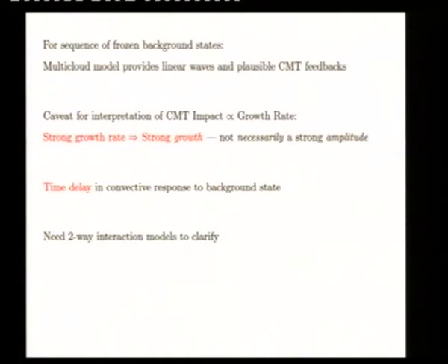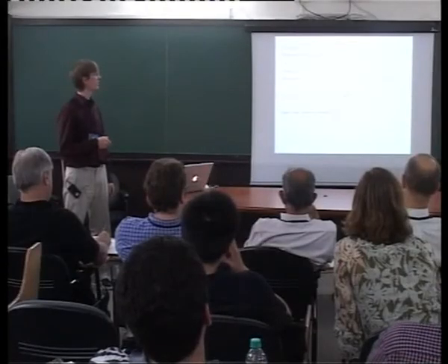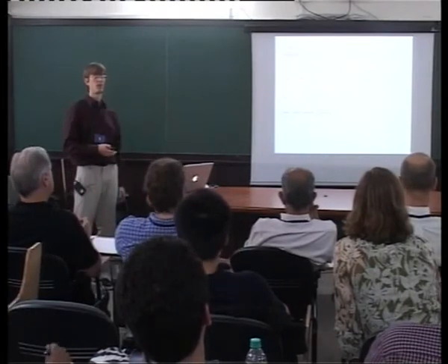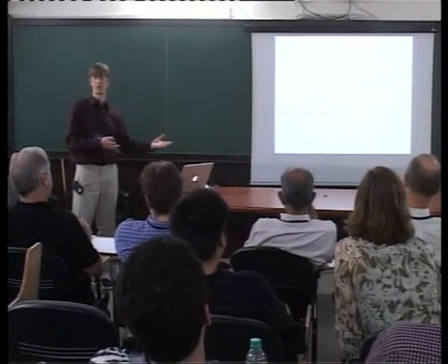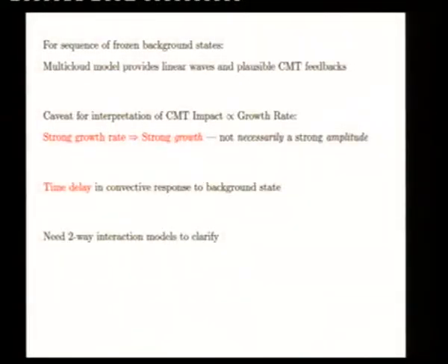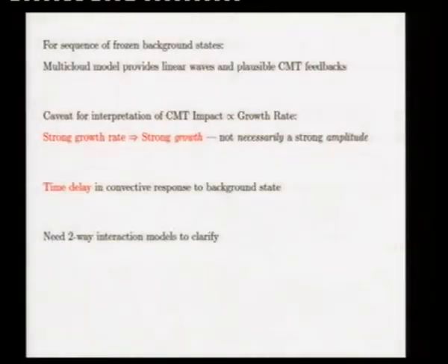So what we just went through was a sequence of kind of frozen background states to try to understand plausible CMT feedbacks and the competition between which one is more important, the synoptic scale feature or the mesoscale feature. One caveat for this interpretation, so we used a simple supposition there. We said, let's suppose that the CMT impact of the wave is proportional to its linear growth rate. There's plenty of reasons why that might not be the best thing to assume. One reason is that a strong growth rate should imply strong growth, not necessarily that the amplitude of the wave right then is the largest.